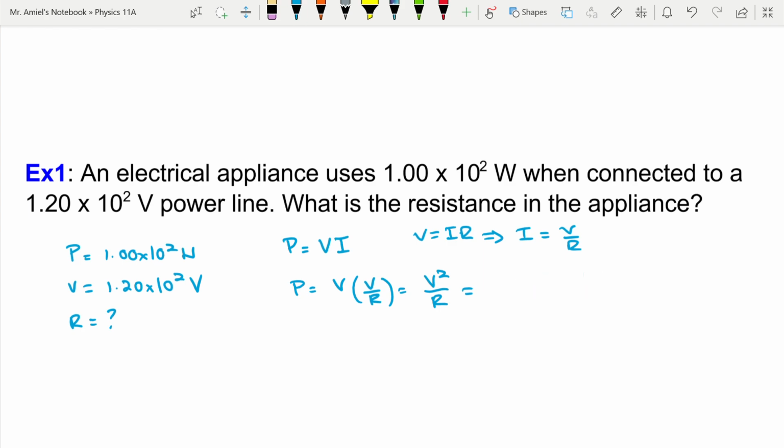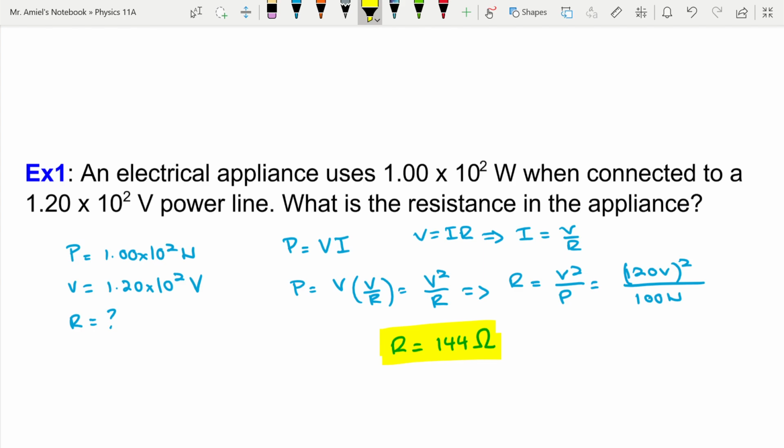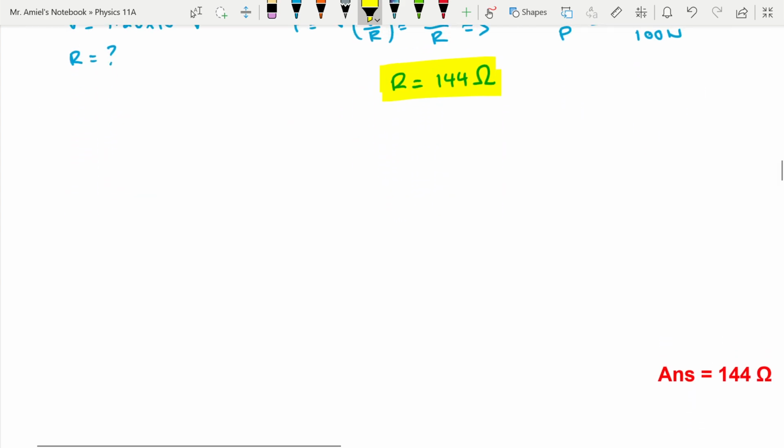So let's switch this equation around again. So now we're looking for resistance. So with some algebra, we're going to turn this into V squared over P. And let's just call that 1.2 times 10 to the 2 is 120 volts. And we're going to square that. And the power is 100 watts. And so in the end, our resistance is going to equal 144 ohms. And are we good with sig figs? Yeah, it looks like 3 sig figs there. So here's our answer. And there's our answer right there. Yeah, looks good.